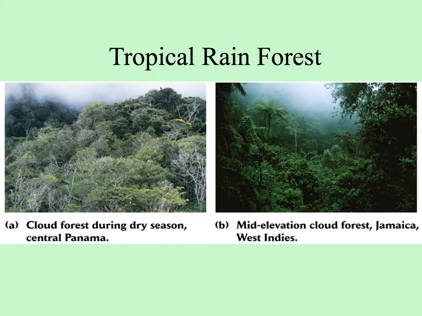And let's end with this picture of cloud forests, which are moister than a dry forest, and many of the trees keep their leaves, but there are some trees that lose their leaves in the drier season, as shown in this picture on the left from Panama. But the lush forest on the right is the cloud forest in Jamaica, which stays very green all year.